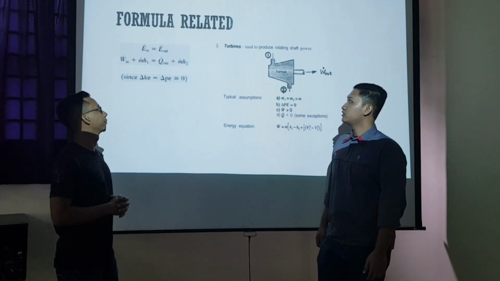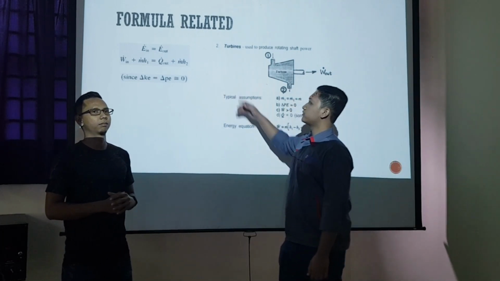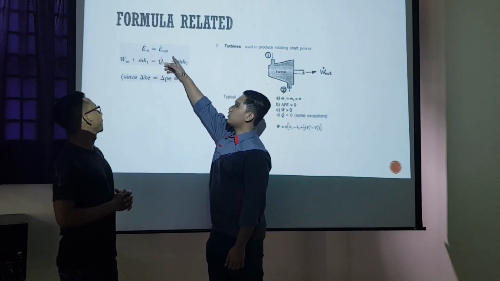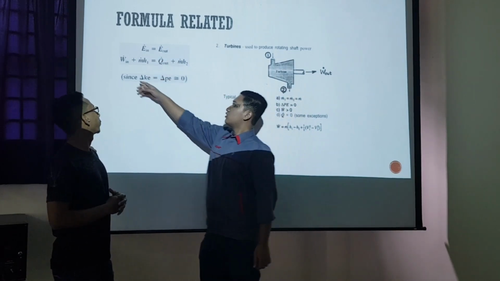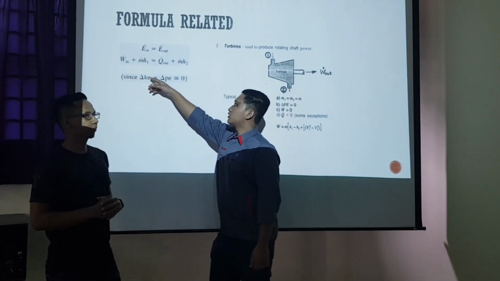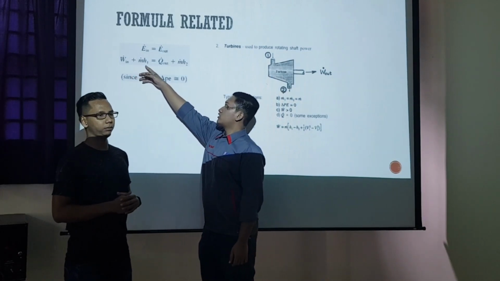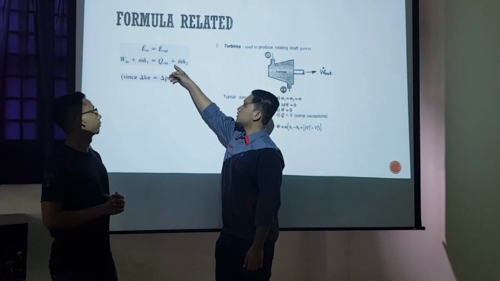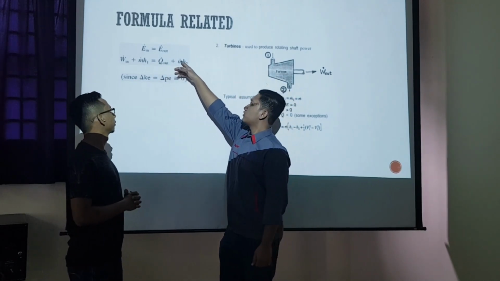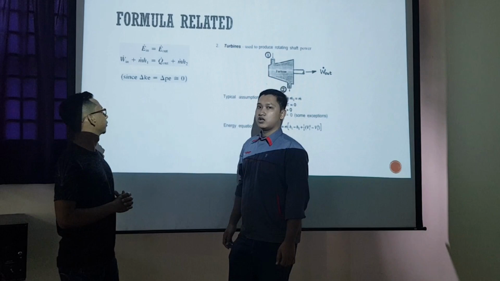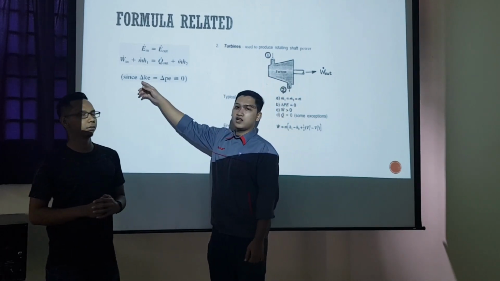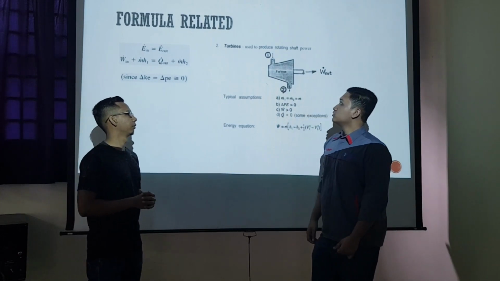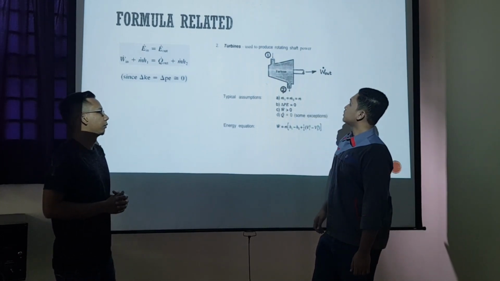Now I will tell about the formula related to the turbine. The rate of energy in equals the rate of energy out, so the work input plus the rate of mass times the enthalpy 1 equals the rate of heat out plus the rate of mass times the enthalpy 2. We assume that kinetic energy and potential energy are equal to 0. Turbine is used to produce rotating shaft power.